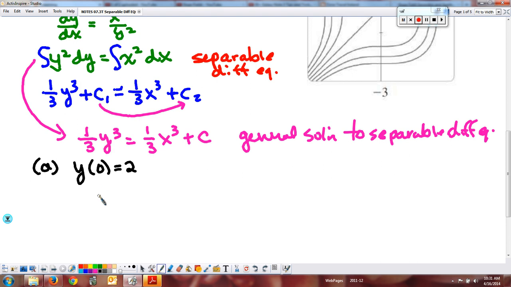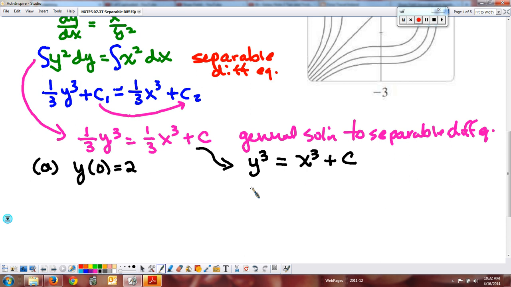Now I will say, before I do this, a lot of times when you have your general solution, they do prefer it solved for y. So a lot of times we'll come in and keep going and do y cubed equals x cubed plus, oh yeah, it would be 3c, but again, we're just going to call it the mega c that's going to take care of everything.